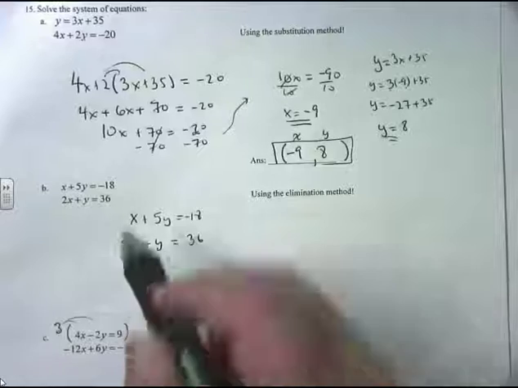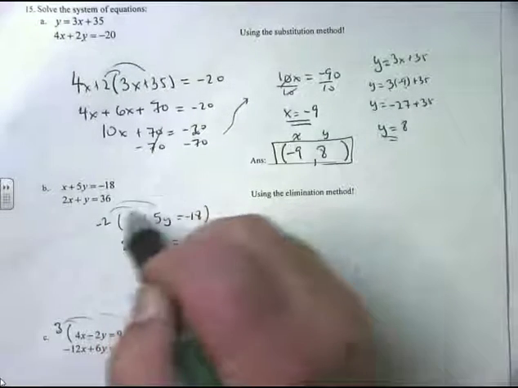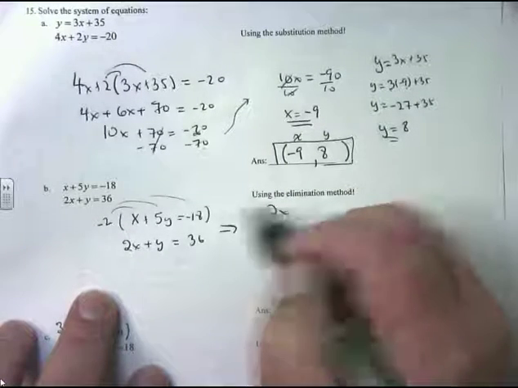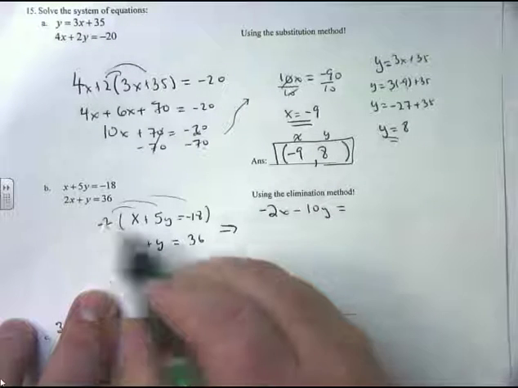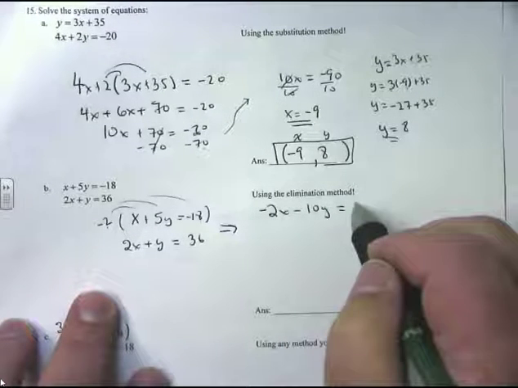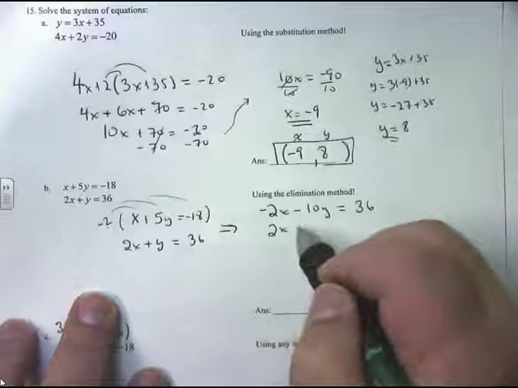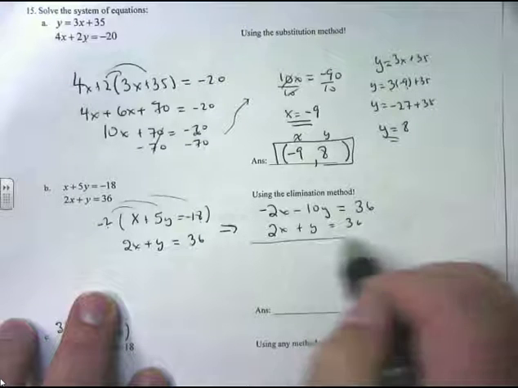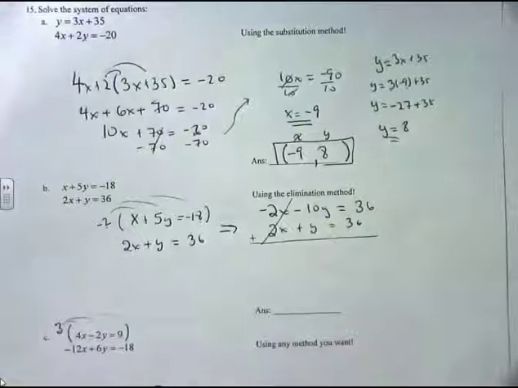Since this is a positive 2x, I'm going to take the first equation and multiply it by negative 2, and distribute it to all the terms. This gives me negative 2x, negative 2 times 5 is minus 10y, equals negative 2 times negative 18, which is a positive 36. The bottom equation stayed the same, 2x plus y equals 36.